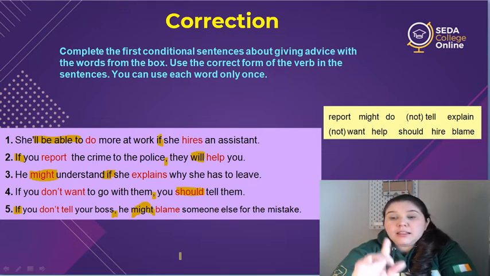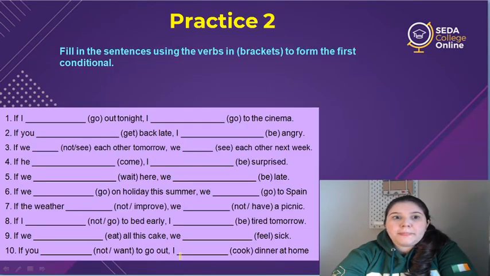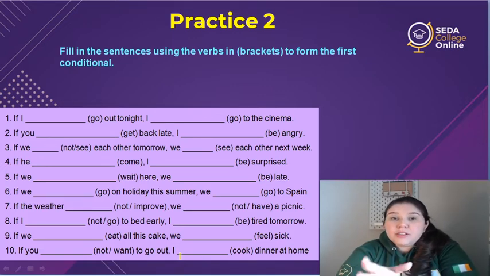All right, let's do one more exercise about first conditional. Fill in the sentences using the verbs in brackets to form the first conditional. So pay attention which one is the if clause and which one is the consequence, which one is the main clause. And then also pay attention when we're talking about present simple, we might use don't or doesn't for negative. And if it's an affirmative in the third person, we need to add an s to the verb.